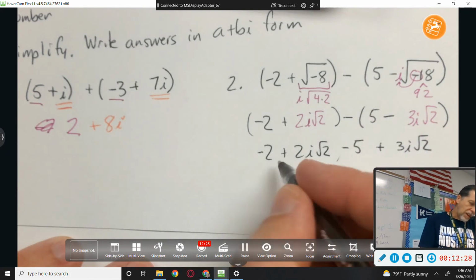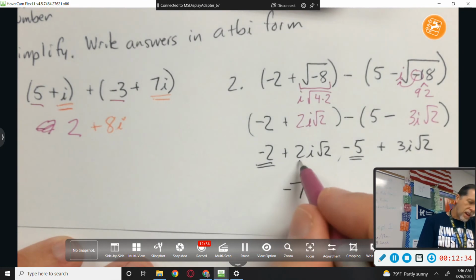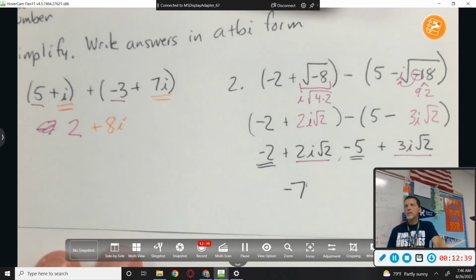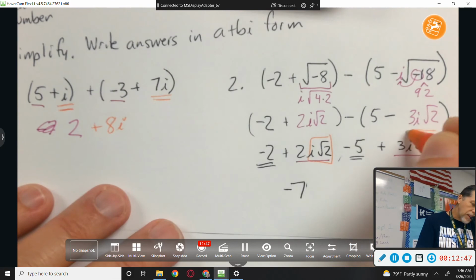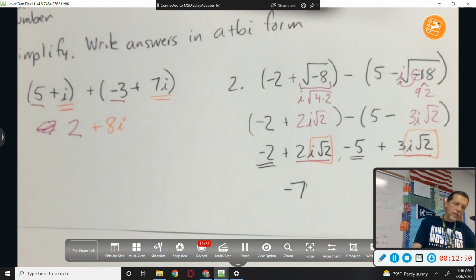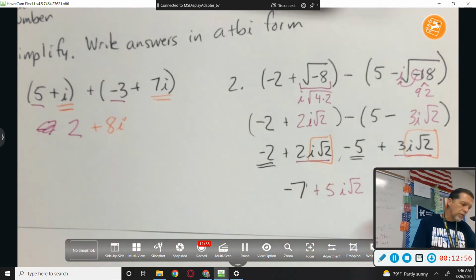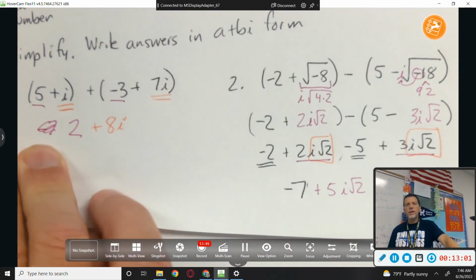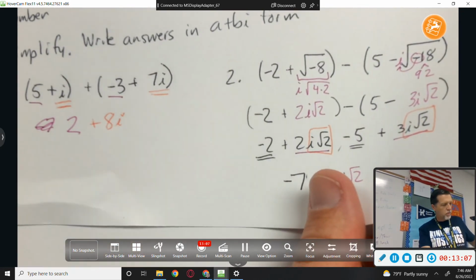So let's see, we got -2 minus 5 is -7. And then how do we combine 2i root 2 plus 3i root 2? What does that become? 5i root 2. Right? The common thing is the i root 2. So I got 2 of them plus 3 of them. And that gives me 5 of them. 5i root 2. That combines some simplifying and some distribution and like terms. A lot of little things going on in that one.